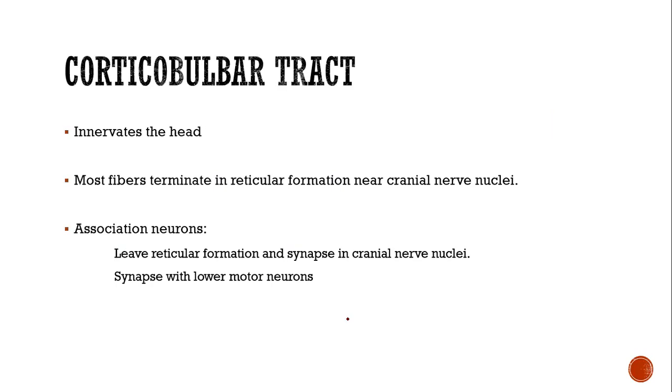This is something. Now we talk about the corticobulbar tract. Now the corticobulbar tract innervates the head, usually, because obviously spinal cord में आनी थी तो उनका ट्रंक रंग से ताल्लुक नहीं होता, तो ये हेड और नेक के लेवल पर ही रहते हैं. And they usually terminate in the reticular formation near the cranial nerve nuclei, and they have their association neurons. For example, they leave the reticular formation and synapse with the cranial nerve nuclei, or they can also go to the lower motor neurons and finally enter into the peripheral nervous system.